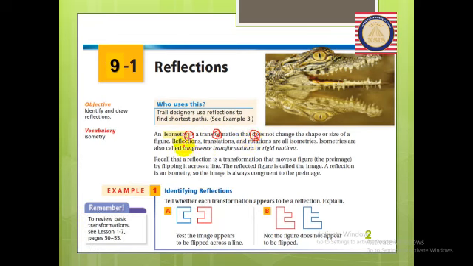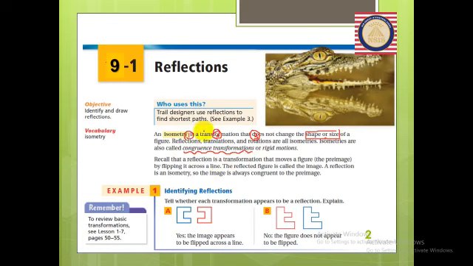Okay, so reflections, translations, rotations are all isometric. What is the meaning of isometric? It's a transformation that doesn't change the shape or the size. The isometries are also called congruent transformations or rigid motions. Again, isometry transformations, congruent transformations, rigid motions.